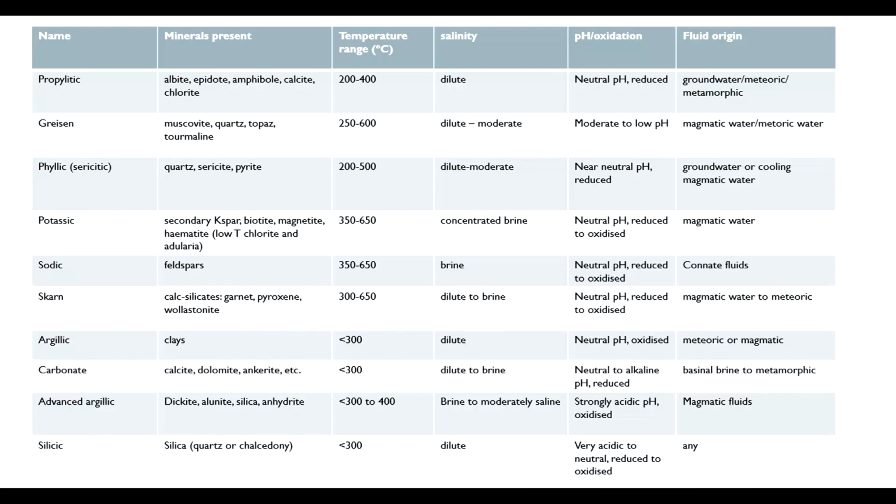The main ones to sort of get comfortable with will be propylitic, phyllic, potassic, and argillic. Right? And then you can sort of consider this greisen as a form of phyllic, an advanced form, and argillic as an advanced form. And so think about those styles. And then carbonate and silicic are reasonably self-explanatory.